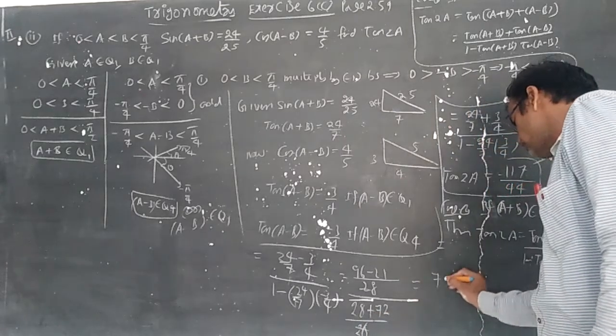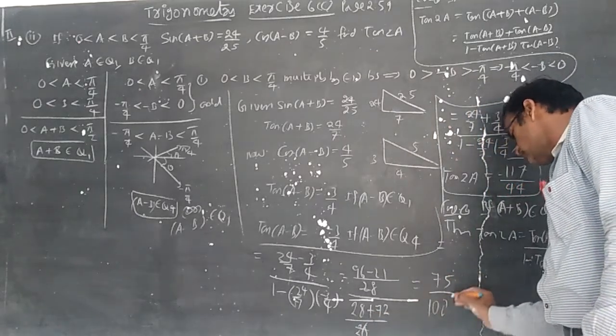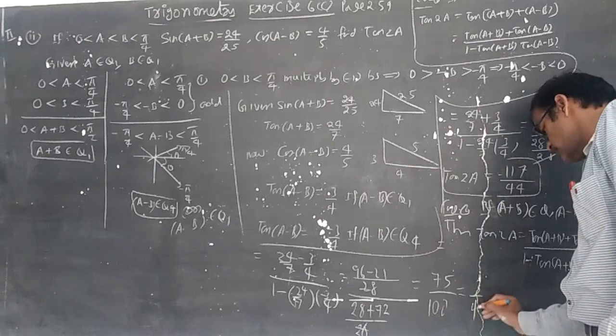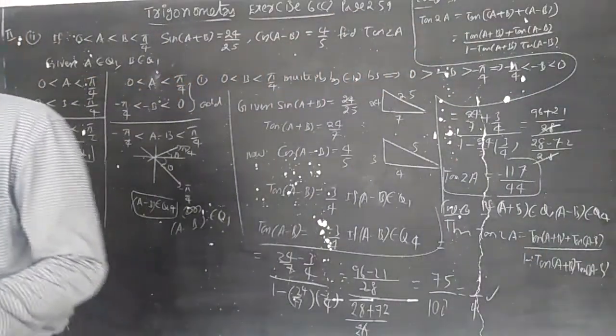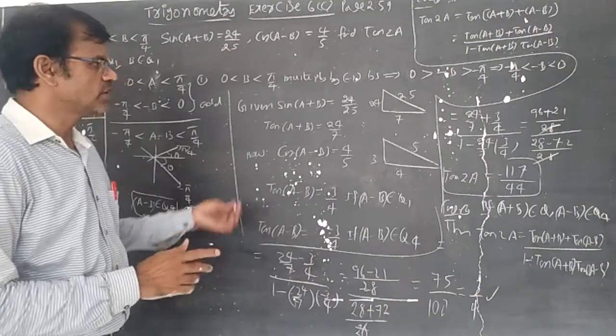This is 75 by 100. So 25 table will get cancelled, 3 by 4. Maybe two options are there. I mean, two answers may be there. Any one is correct.